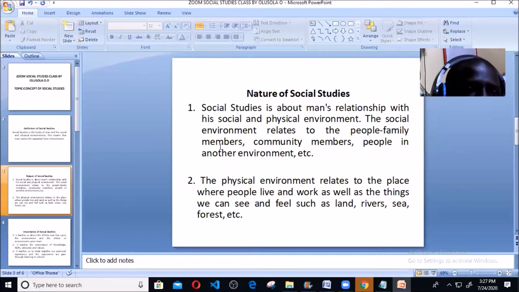The second nature of social study is what we refer to as the physical environment. You see, we may wonder, does it mean that there are two environments or two worlds that man lives in? Let me now take you into philosophy and psychological studies. What we are saying here is still the same environment. It's still the same society. But when we talk of physical environment, we mean those things that exist in the same environment with man. Some of these things are naturally made, and some are man-made.